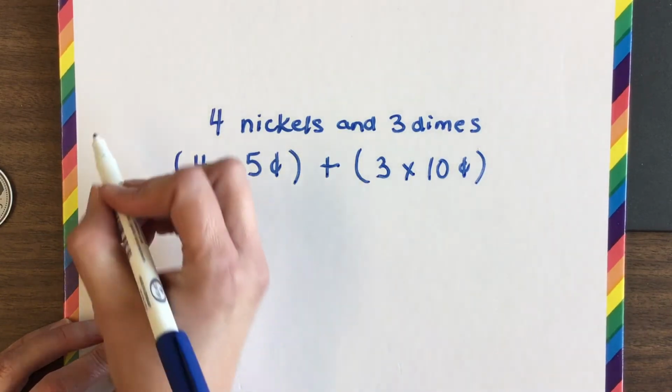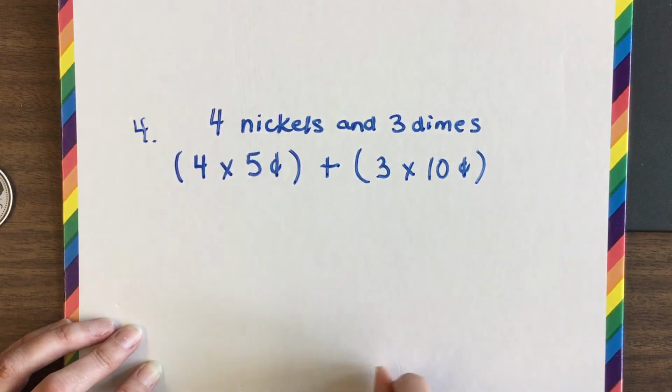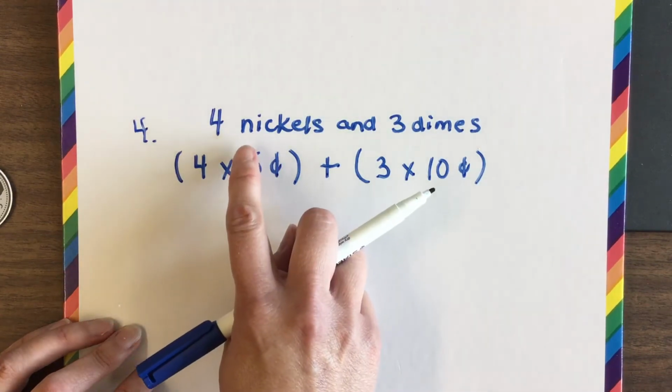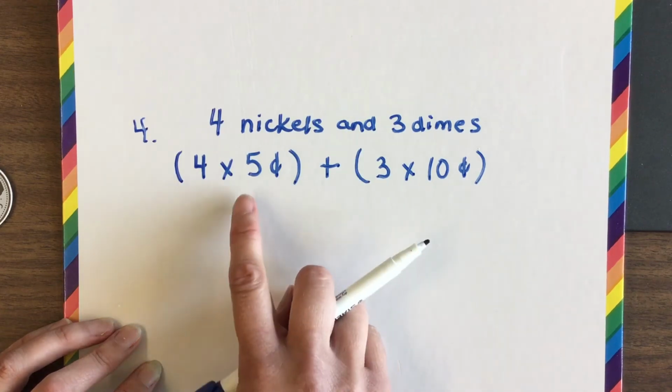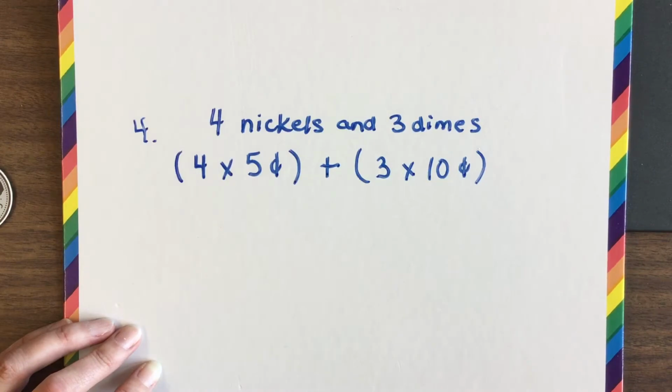So for question number 4, you are simply going to be given a statement like this: 4 nickels and 3 dimes. It might say 2 nickels and 3 dimes, or 4 nickels and 2 dimes, and you are going to write an equation that will help you figure out that amount. Let's do one more together.